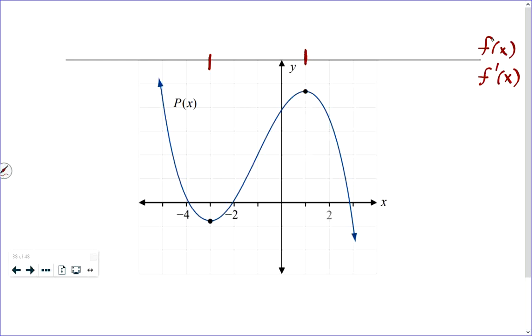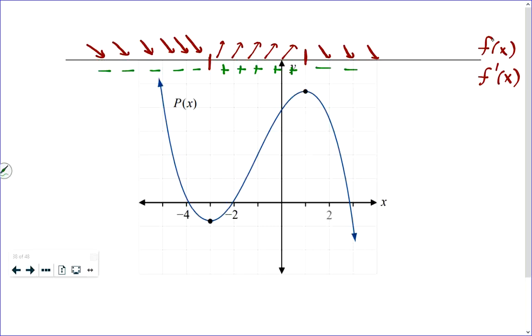And what's happening is the function prior to this point is decreasing, and then it's increasing, and then it's decreasing. And what that means is the derivative is negative, then positive, then negative. And by the way, we could draw another section on that for the second derivative, but we won't learn about that for at least a week or so.